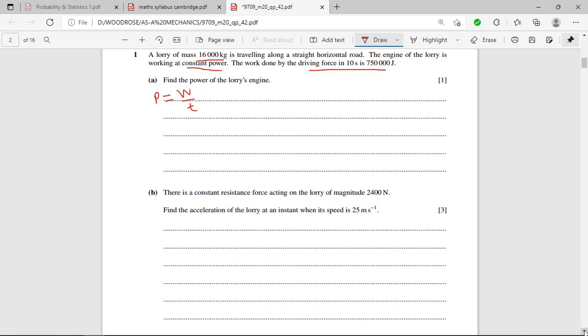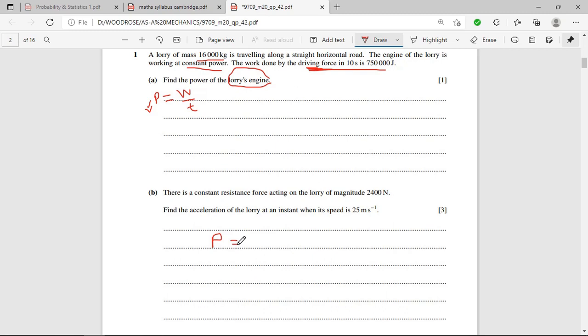Then on part B, we are told there is a constant resultant force acting on the lorry of magnitude 2,400 newtons. Find the acceleration of the lorry at the instant when the speed is 25 meters per second. In this case, we have the driving force here. So what you need to do is come up with a formula for power. The power you have calculated in part A is the one that we are going to use. That is the power of the engine.